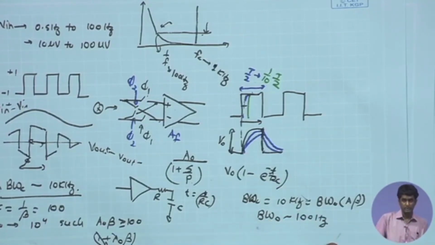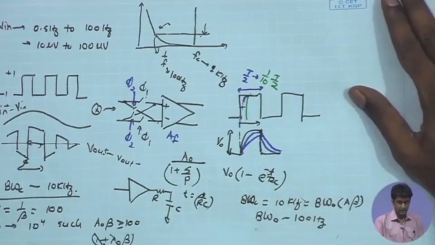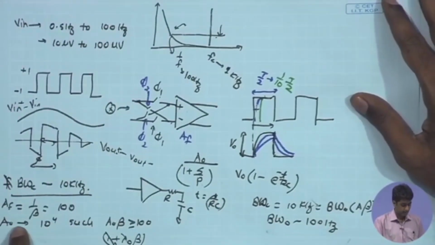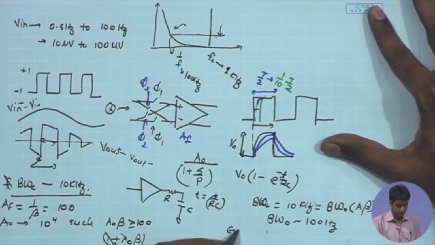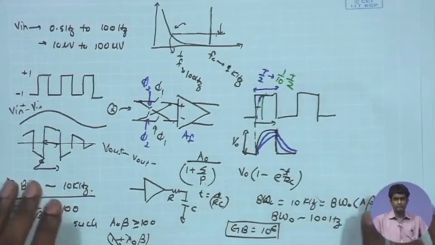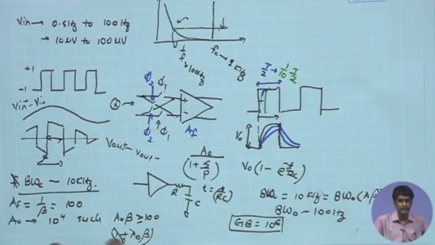So open loop bandwidth of the amplifier that we are trying to design is around 100 hertz, considering the gain bandwidth product requirement. And also we have the A naught as 10 to the power of 4, and that gives me the gain bandwidth product GB equal to 10 to the power of 6. So this is our modified set of gain and frequency considerations that we arrived at, considering the chopping operation, considering the 1 by f noise mitigation.